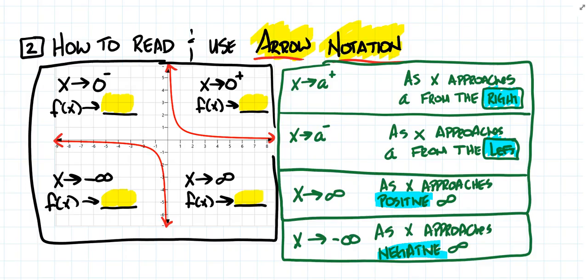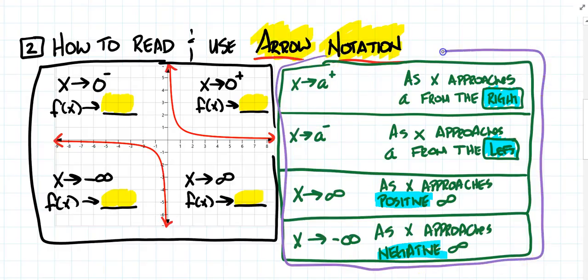Okay, box 2 is all about how to read and use arrow notation. Now that I look at this, it is kind of a busy box, box number 2. So let's break this down. Let's look at just the stuff over here on the right hand side inside this purple box for now.